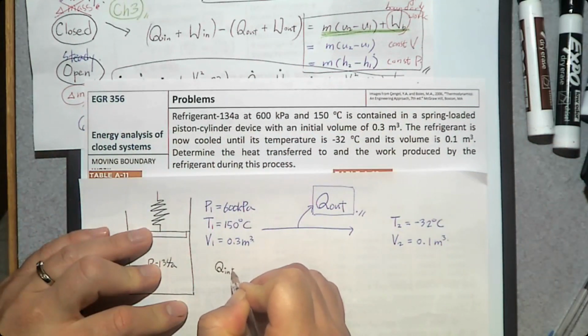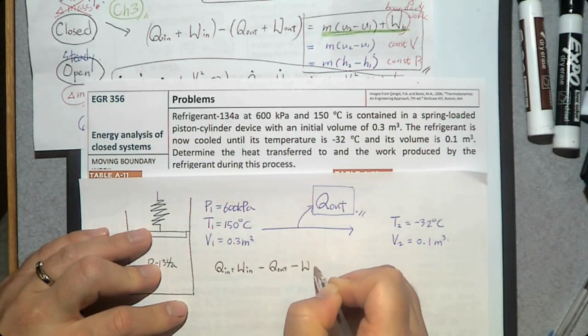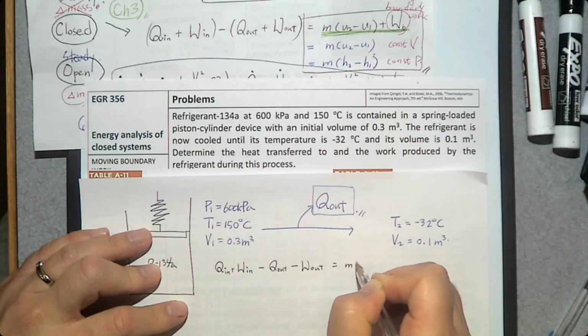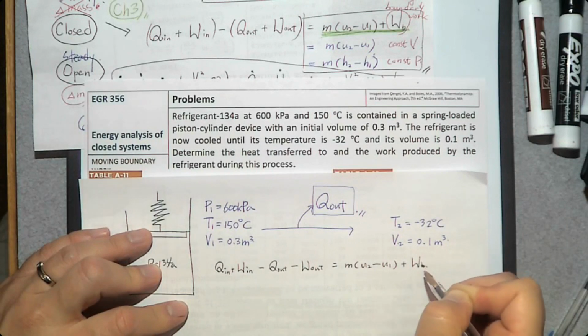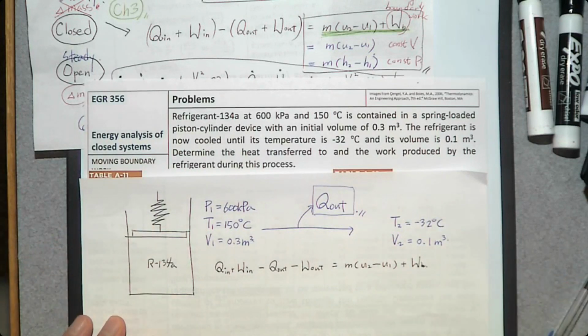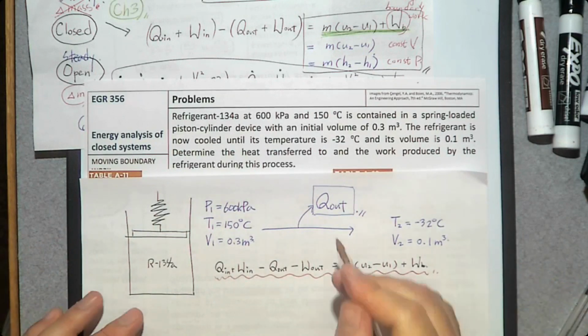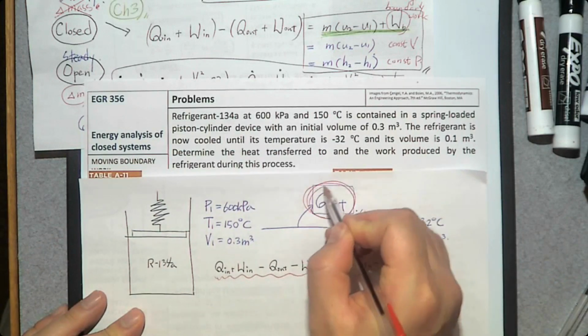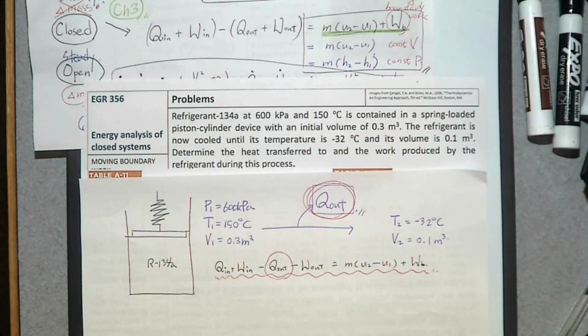Okay. So the main equation is going to be Q in plus W in minus Q out minus W out is mass times U2 minus U1 plus the work associated with moving boundary. Then let's see, are we going to use all of them? No. First of all, we know it's a cooling process. So we have this one. Then, do you have Q in? When you have Q out, that means heat is transferred from the system to the surroundings.